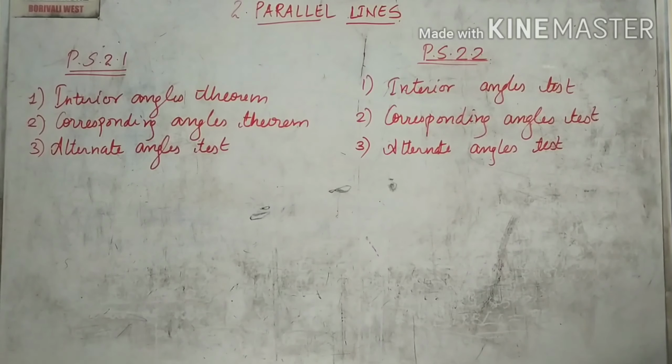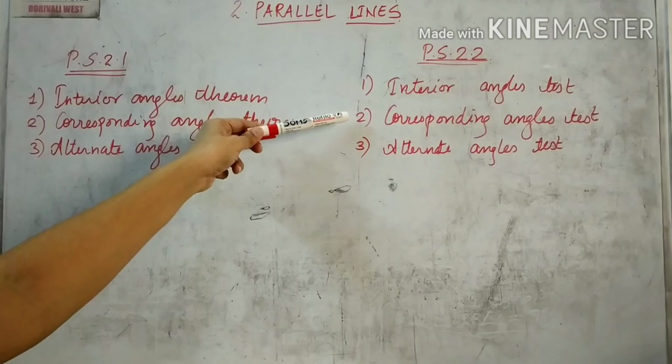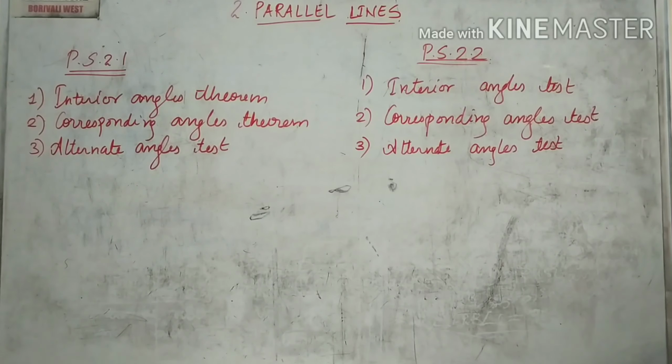Today we are going to study practice set 2.2, which is based on the interior angles test, corresponding angles test and alternate angles test. Before we proceed with practice set 2.2, let me revise whatever we studied in practice set 2.1. In practice set 2.1, the three theorems that we studied were the interior angles theorem, corresponding angles theorem and alternate angles theorem. Let us understand the meaning of these theorems.